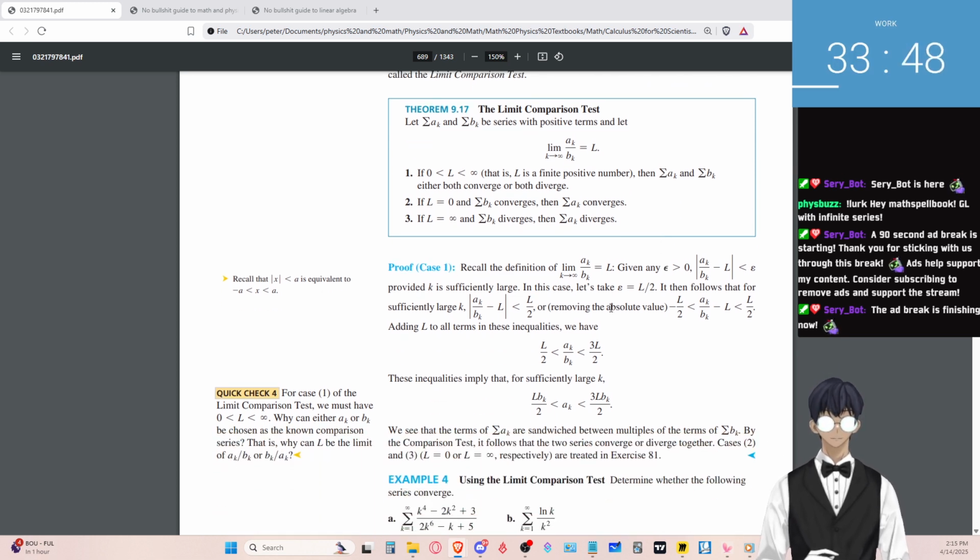So, oh, they actually show you the proof of it. Oh, they do it through the epsilon proof method, which I still have to actually learn, because I'm not really great when it comes to epsilon-delta proofs.